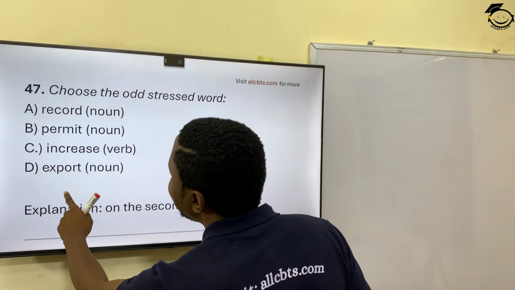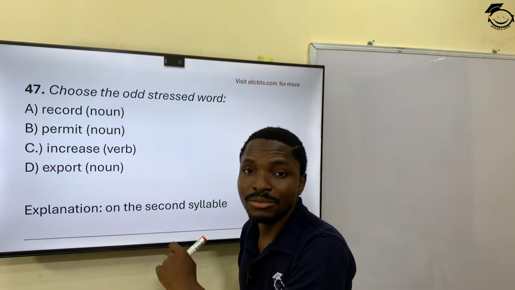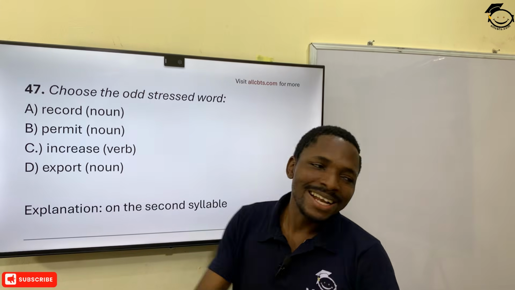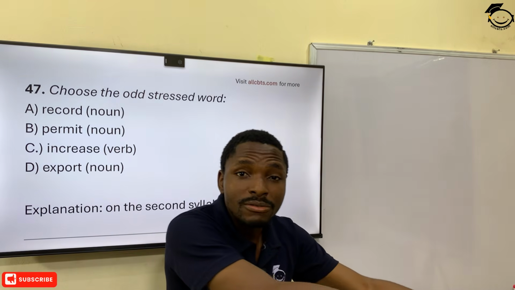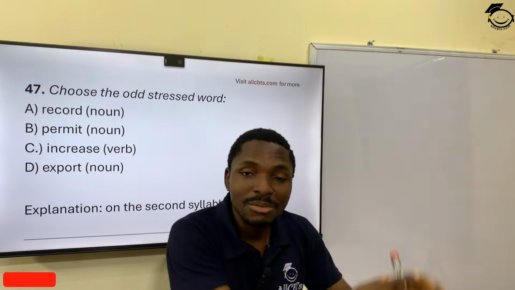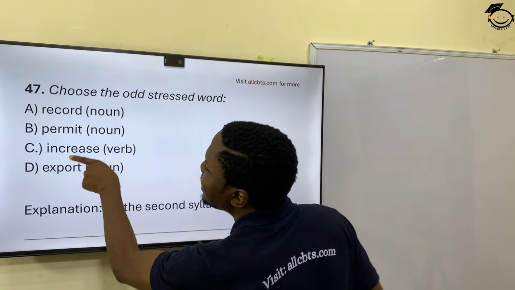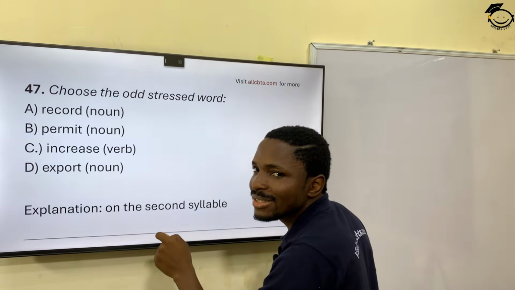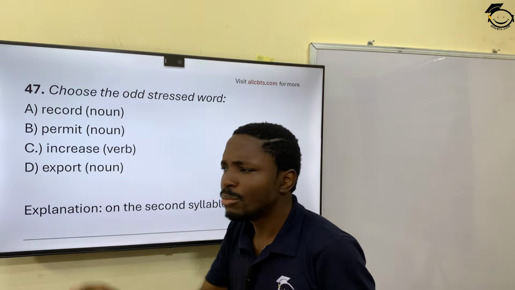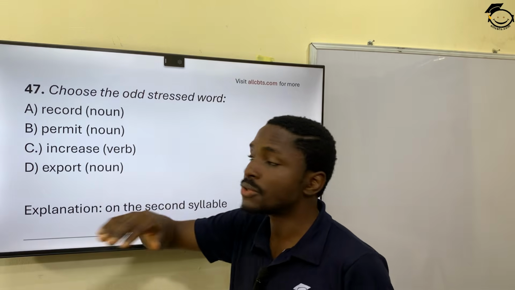Then we have the fourth one. Export. Now, it is a noun, which is not going to be export, it will be export. These are the exports. These are the things that are going out of the country. So it has been given that name, export. So it's a naming word, it's a noun. So increase has the stress on crease, the second syllable, because it's an action word. Increase. Increase the food. Put more rice. Increase it. But all the other ones have it on the first.